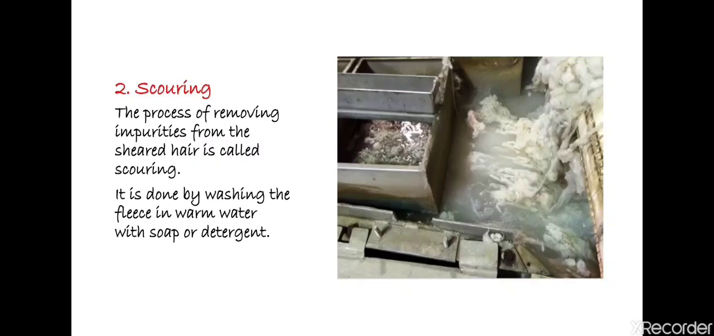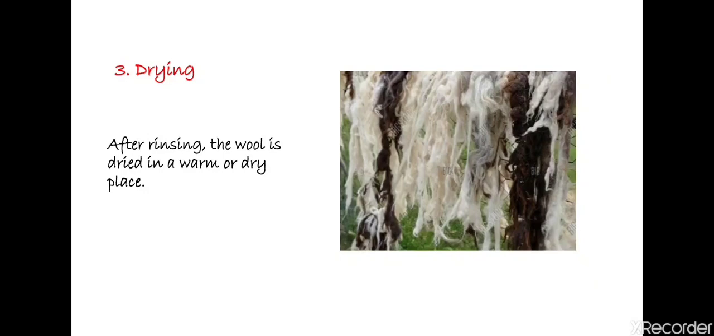So what is scouring basically? It is the process of removing impurities from the sheared hair. It is done by washing the fleece in warm water with the help of soap and detergent. Here you can see in the picture how it is to be done. Coming to the next step, drying. After rinsing, the wool is dried in warm or dry places.